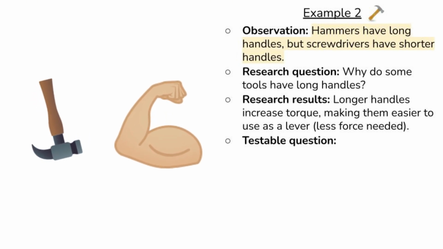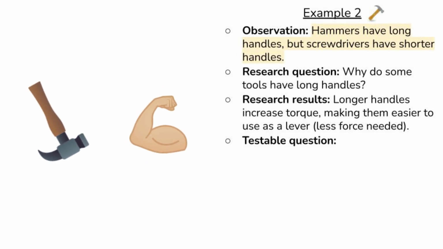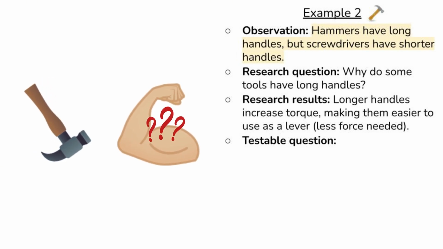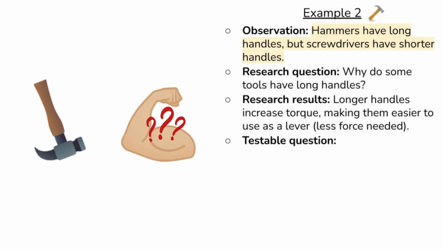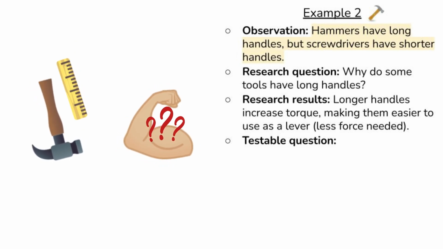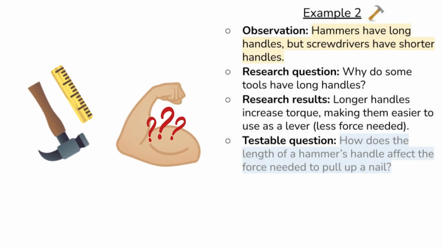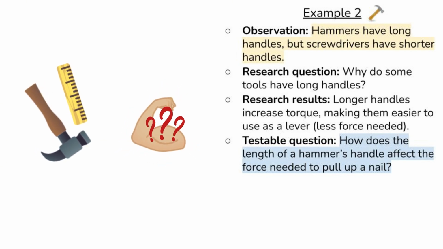How does A affect B? Again, B is what we're measuring. In this case, how much force it takes to do something like pull out a nail. What do we think might affect that? The length of the handle. So our question would be, how does the length of a hammer's handle affect the force needed to pull up a nail?